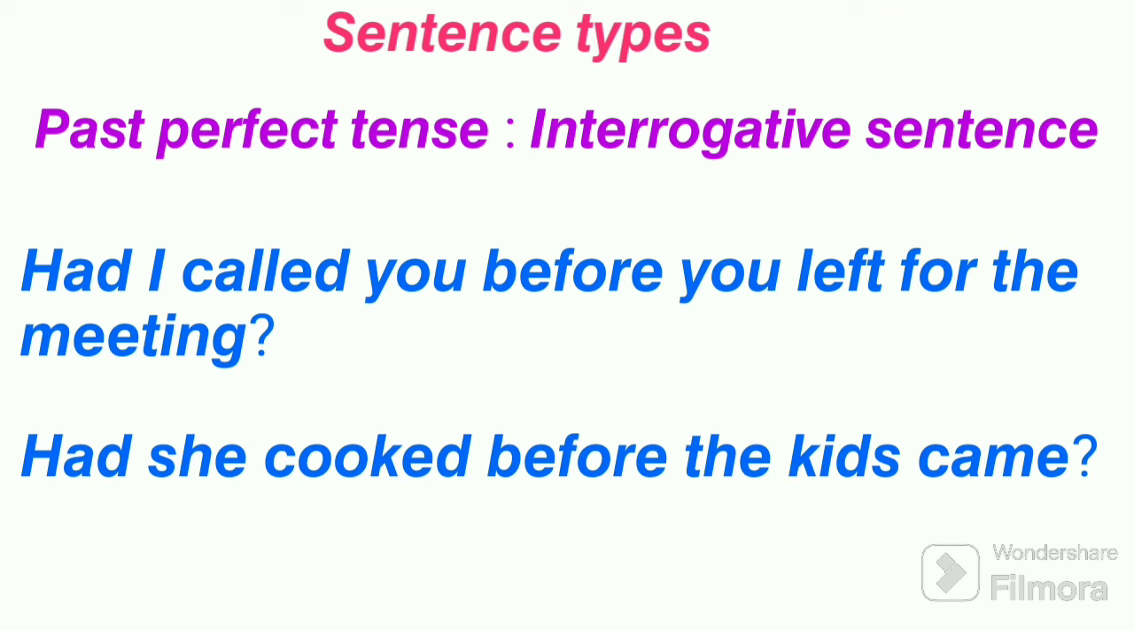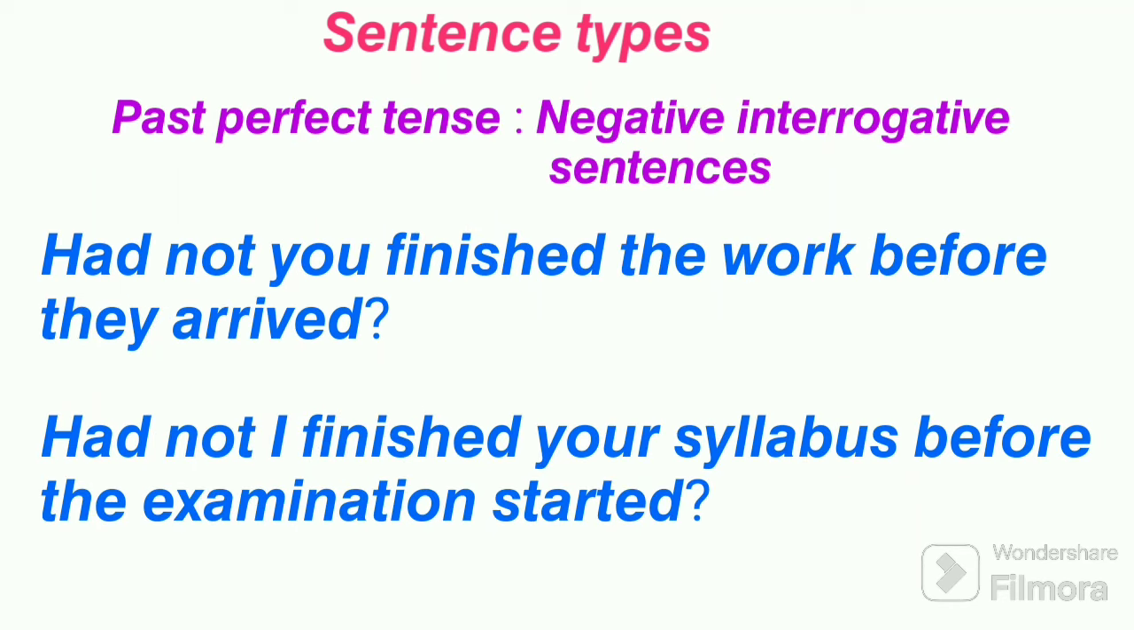Next, interrogative sentences. Had I called you before you left for the meeting? Had she cooked before the kids came? Lastly, negative interrogative sentences in past perfect tense. Had not you finished the work before they arrived? Had not I finished your syllabus before the examinations started? That's all about past perfect tense.